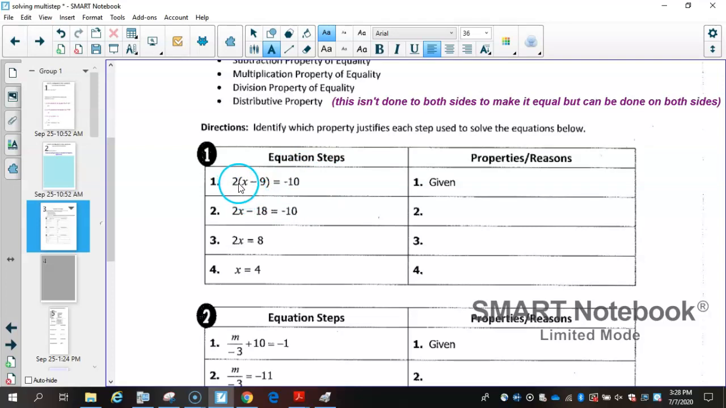You may have noticed that they took the 2 and multiplied it to the x and the negative 9, or distributed. So I can say that they used the distributive property here.